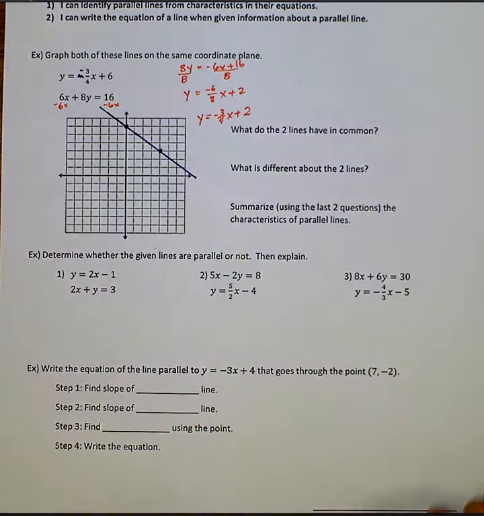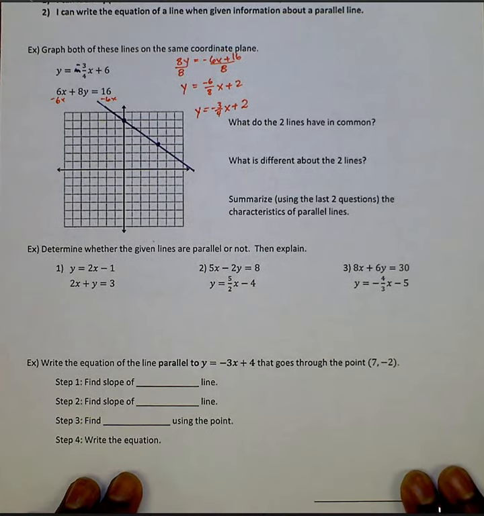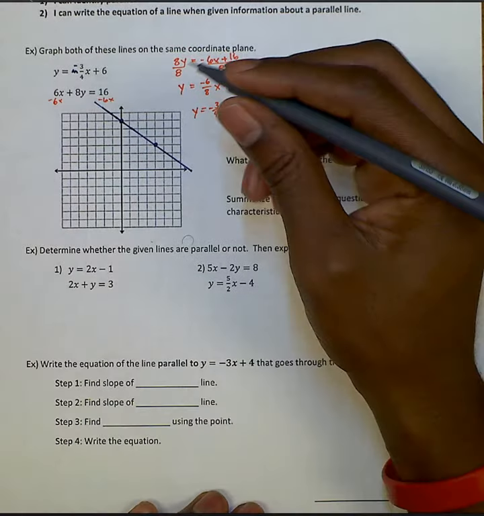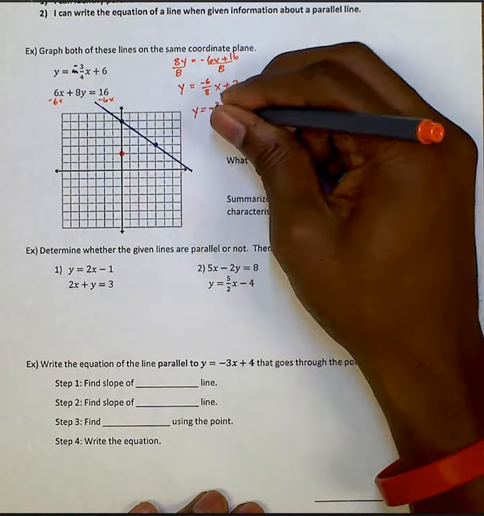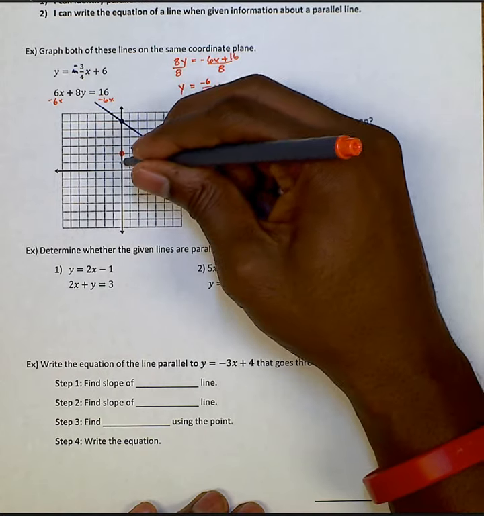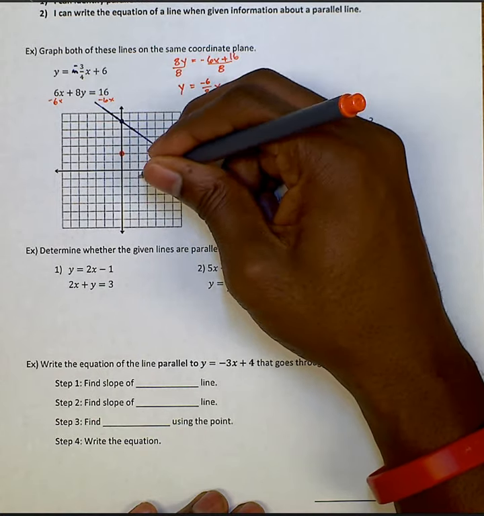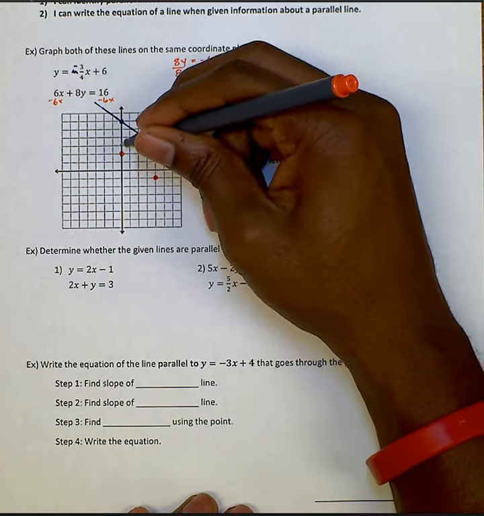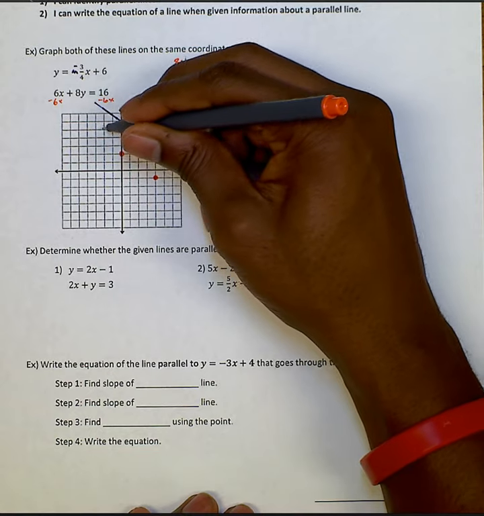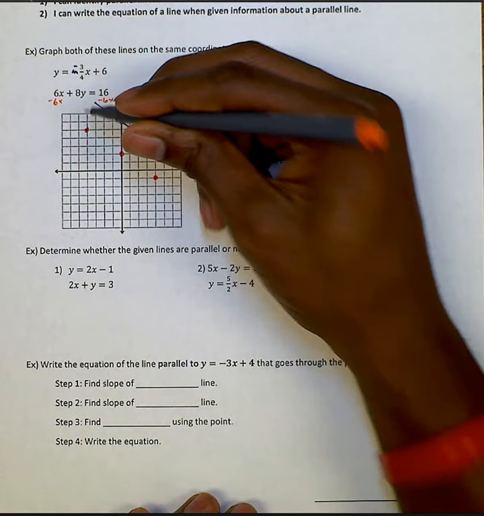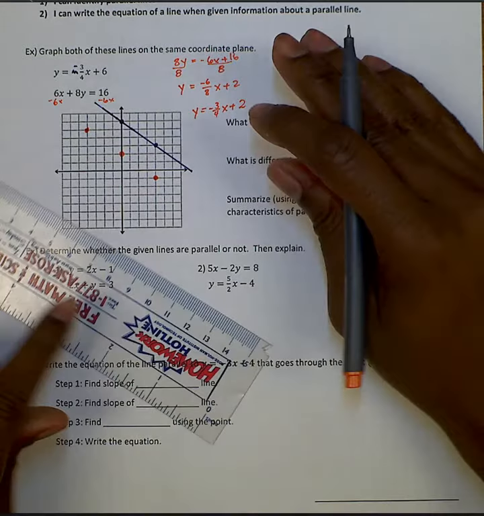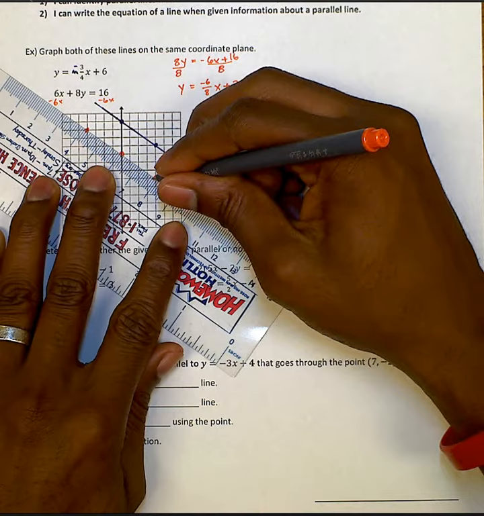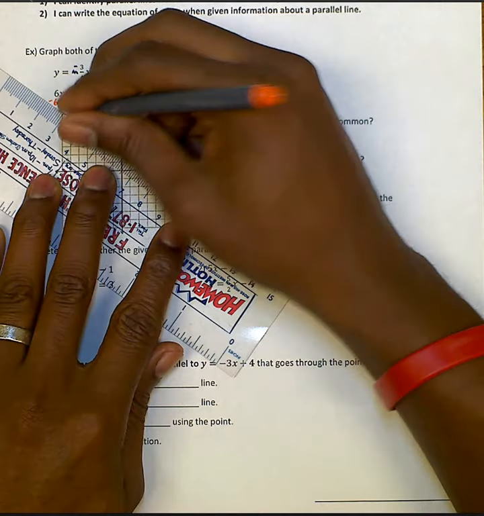Alright, with that information I can graph this line. My y-intercept is 2. My slope is negative 3/4, so I'm going to go down 1, 2, 3, over right, 1, 2, 3, 4. I could go up 1, 2, 3, and to the left 1, 2, 3, 4 as well. Alright, make a line through these points. And there we have it. Our two lines.